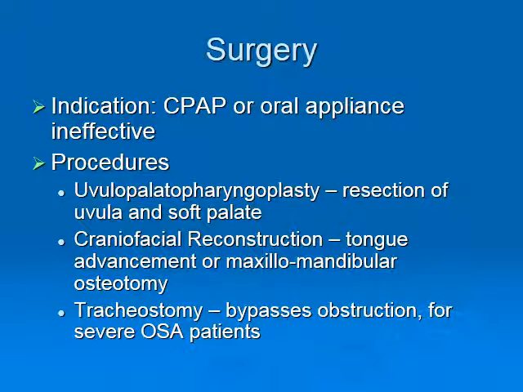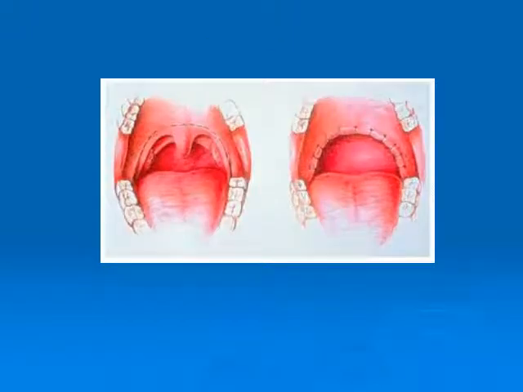For the patient suffering from collapse of the soft palate and the uvula, we find the surgery of uvulopalatopharyngoplasty very helpful, with resection of the uvula and parts of the soft palate. For patients suffering from tongue disorders, maxillomandibular osteotomy and advancement would be helpful. For those patients with multiple airway obstruction, we may resort to tracheostomy to open the airway. And here is how the patient looks before and after the uvulopalatopharyngoplasty.